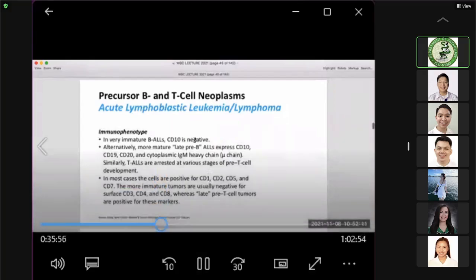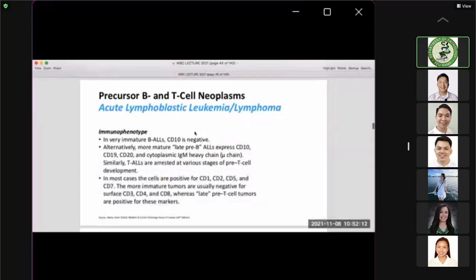Okay, so in very immature B-ALL, CD10 is negative. So there's a leeway. It can be negative because it's very immature. Okay?